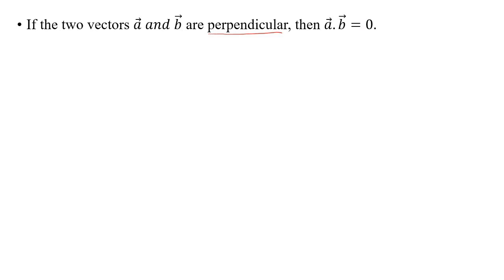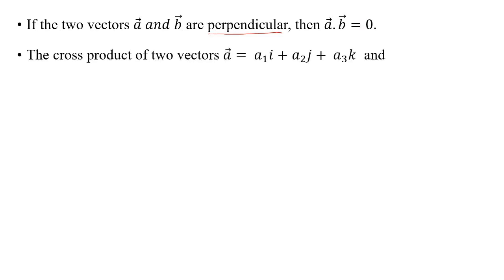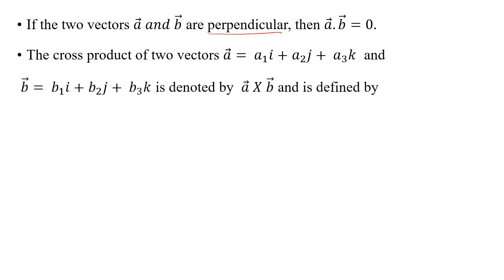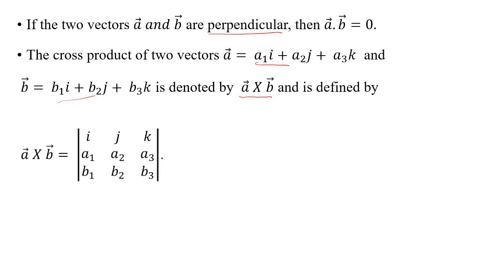Now similar to that, we define another operator, that is the cross product of two vectors. As usual, I will take two vectors, vector A and vector B. Then the cross product is denoted by A cross B and it is defined in terms of a determinant. A cross B is equal to the determinant whose first row represents i, j, k, that is the unit vectors in the directions. The second row represents the coefficients of i, j, k from the first vector A. The third row represents the coefficients of i, j, k from the second vector B. This gives the cross product of two vectors.